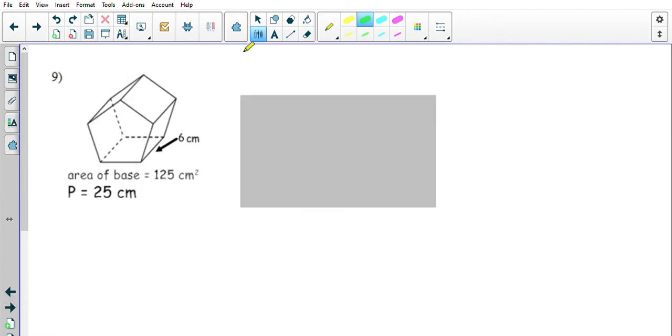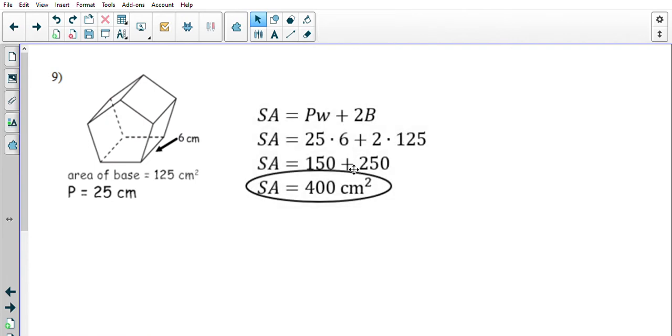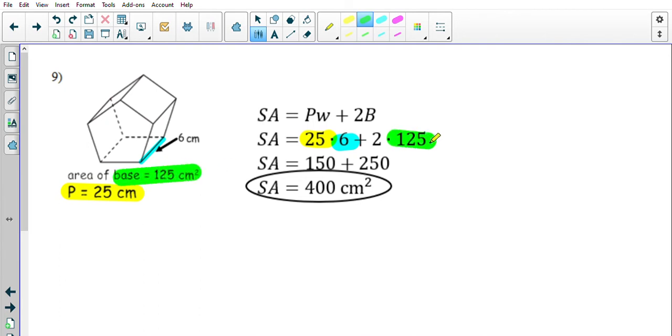All right, let's also take a look at this pentagonal prism as well. So for our pentagonal prism, the perimeter of the base is given to us. It is 25. The width is the distance between your two pentagons. That will be 6. Plus 2 times area of the base. Area of the base is also given to us as 125. 25 times 6 is 150. 2 times 125 is 250. Add them together to get a surface area of 400 centimeters squared.